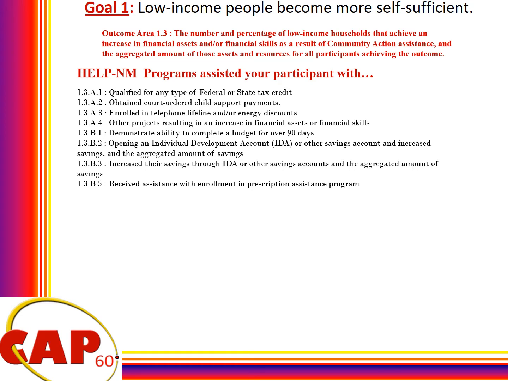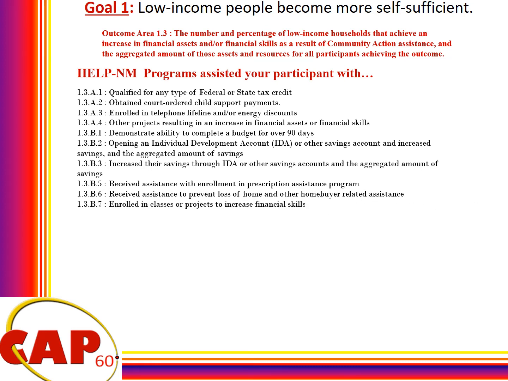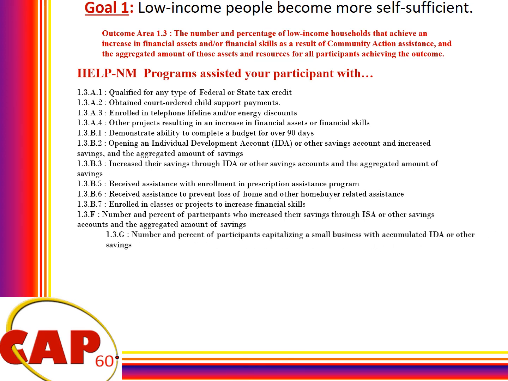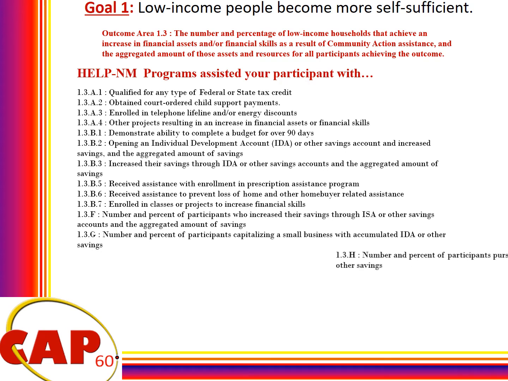1.3.B.5. Received assistance with enrollment in prescription assistance program. 1.3.B.6. Received assistance to prevent loss of home and other home buyer related assistance. 1.3.B.7. Enrolled in classes or projects to increase financial skills. 1.3.F. Number and percent of participants who increase their savings through IDA or other savings account and aggregated amount of savings. 1.3.G. Number and percent of participants capitalizing a small business with accumulated IDA or other savings.